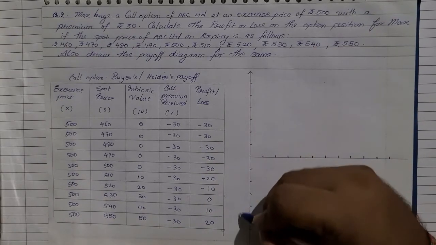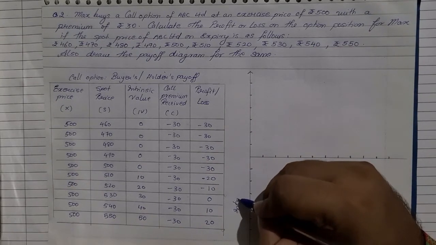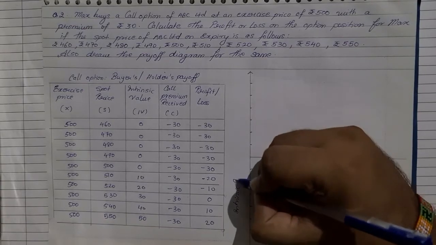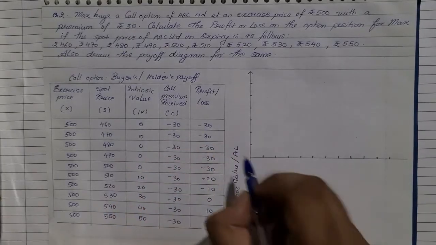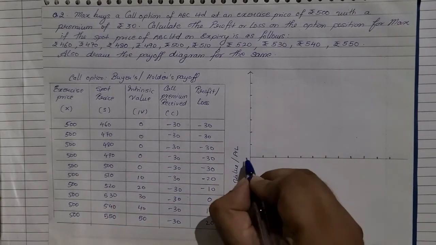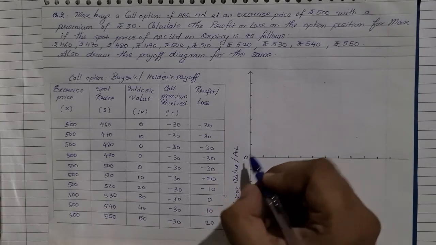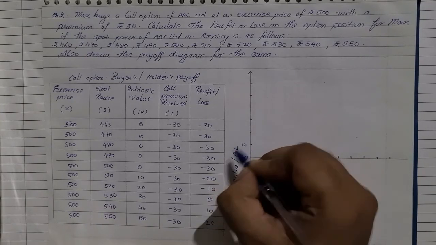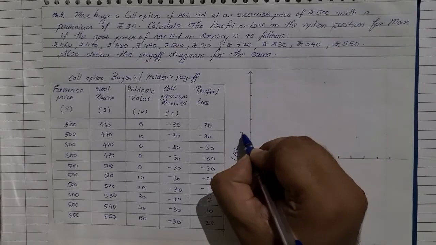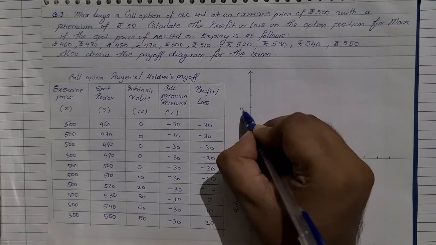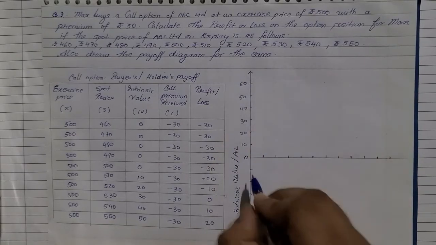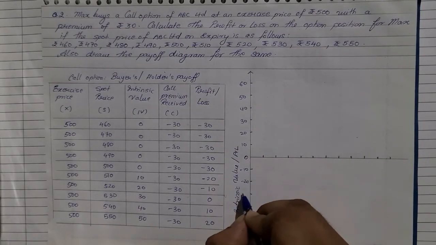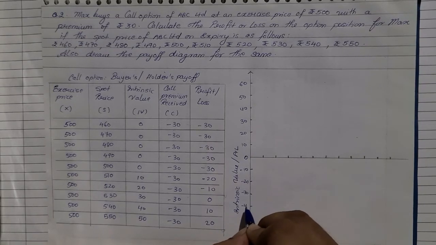Now your y-axis will have all our intrinsic value and the profit and loss. The intersection point of the y-axis and x-axis will be your 0 rate. Thereafter there is going to be a difference of 10. So we can see there is a 10 difference everywhere. So I'll note down 10, 20, 30, 40, 50 and 60. In the same way we'll have negative 10, negative 20, negative 30, negative 40 and negative 50.